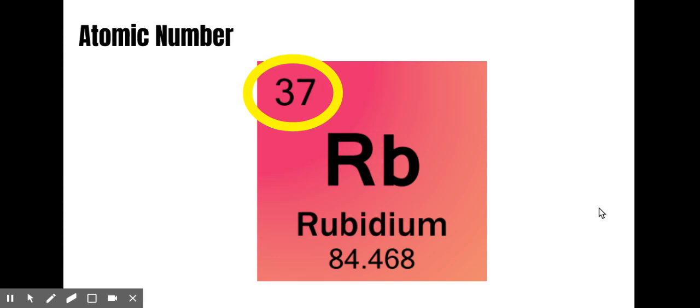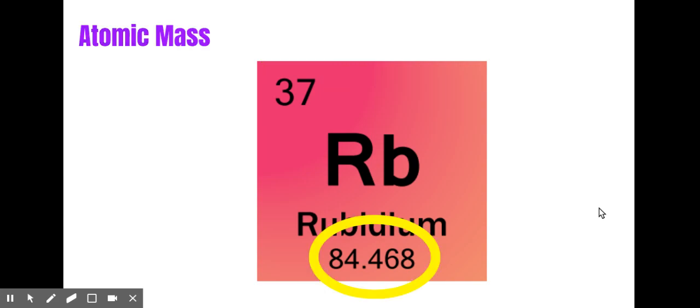Objective 2.1 is all about reading and extracting information from the periodic table. And what we're going to do is go through an example using rubidium, and we'll go through all of rubidium. So the atomic number for rubidium is 37. The atomic number is always found at the top. It may be the middle or one of the corners, but it's always at the top. So 37 is for this one.